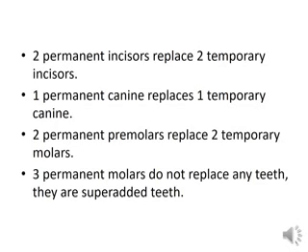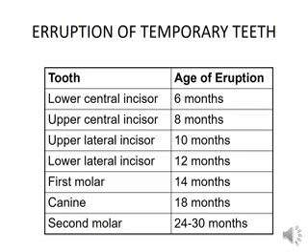Now the chronology of eruption of the temporary set of teeth, you need to remember that in a child of 6 months, it is the lower central incisor which erupts in the oral cavity first. So it erupts at the age of 6 months. And the upper central incisor erupts at the age of 8 months, upper lateral incisors by 10 months and lower lateral incisors by 12 months. First molar erupts at 14 months, canine at about 18 months and second molar at about 24 to 30 months.